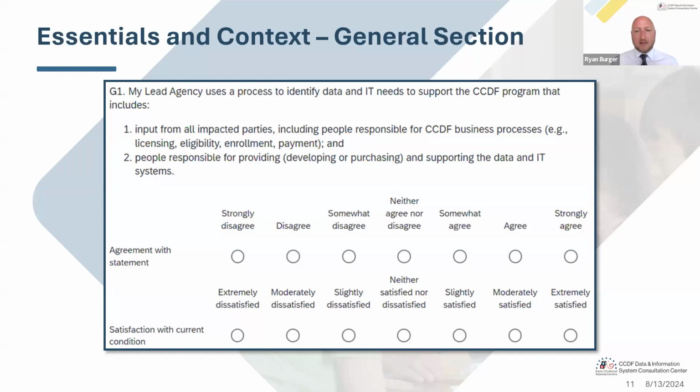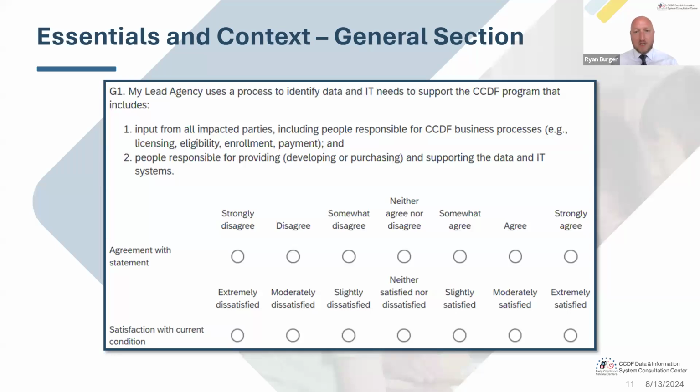So the scan asks separately in questions G12 and G13 about how your partners are engaged in the design and testing of data and IT systems. Examples here might include lead agency personnel, as well as providers and families.